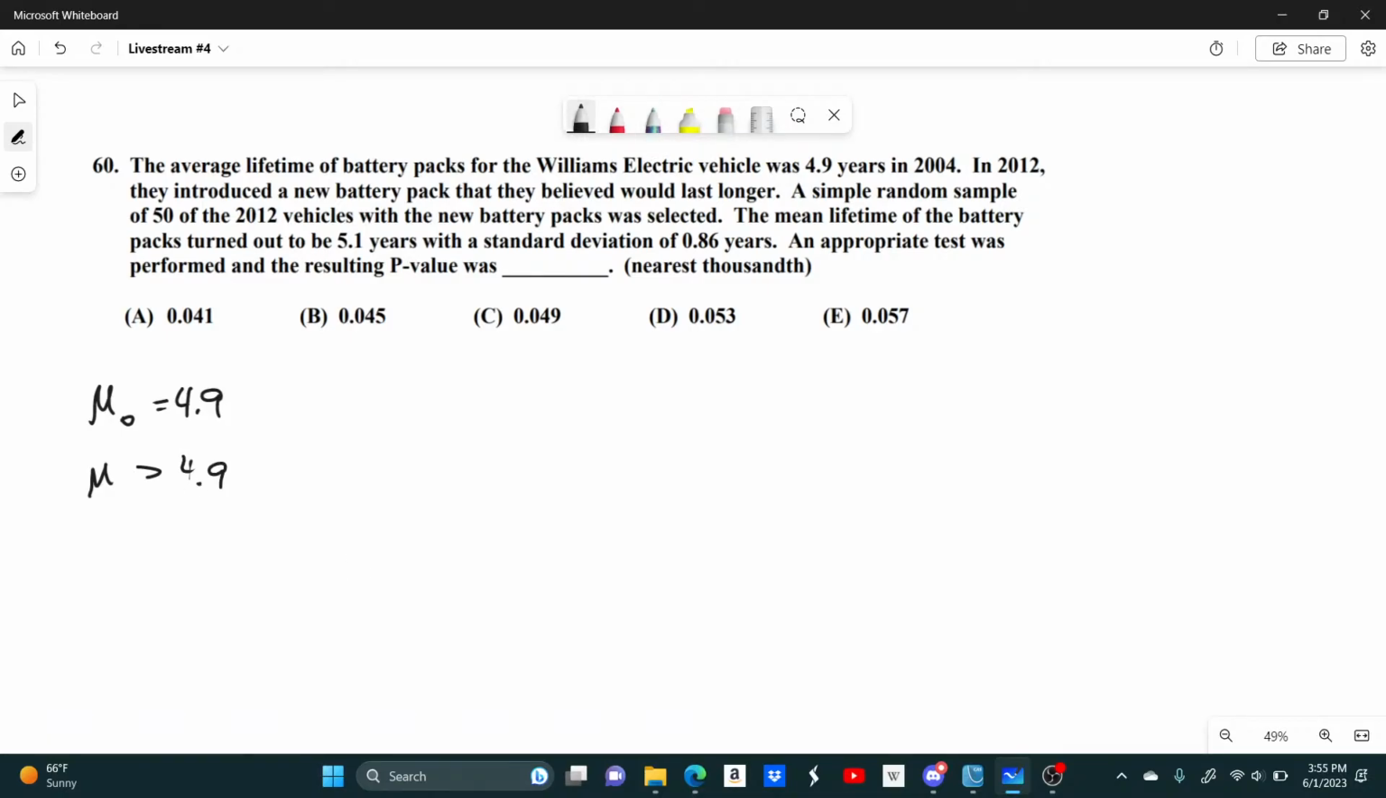All right, in 2012, they introduced a new battery pack that they believed would last longer. A simple random sample of 50 of the 2012 vehicles, so we have 50 of those, was selected. The mean lifetime of the battery pack turned out to be 5.1 years. But that's not a population mean, right? This is a sample mean. Turned out to be 5.1 years with a standard deviation of 0.86. An appropriate test was performed and the resulting p-value was what?